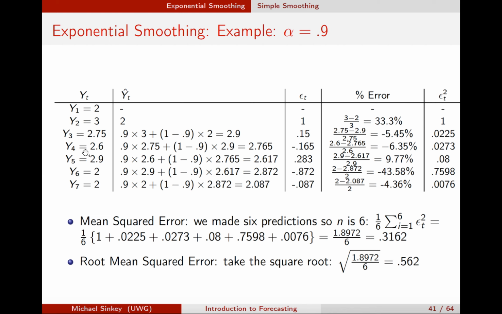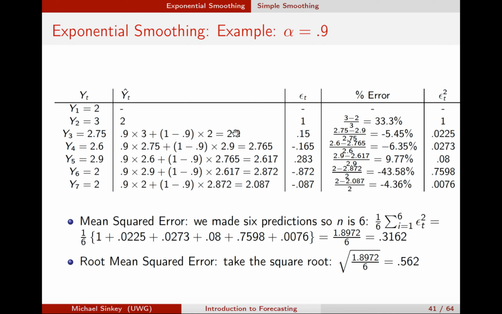Okay, let's look at the fourth period. 0.9 continues to be the alpha. The previous data is now 2.75. So I use the 2.75 to forecast the 2.6. Then I observe the 2.6, plus 1 minus 0.9 times, not 2 anymore. I replaced the previous forecast with the 2.9.